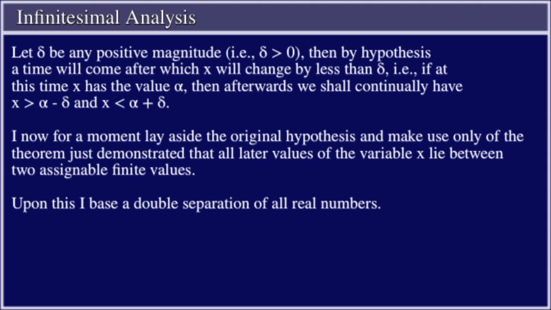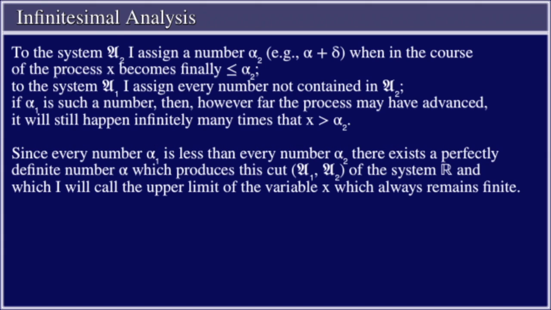Upon this, I base a double separation of all real numbers. To the system alpha 2, I assign a number alpha sub 2, for instance, alpha plus delta, when in the course of the process, x becomes finally less than or equal to alpha sub 2. To the system alpha 1, I assign every number not contained in alpha 2. If alpha sub 1 is such a number, then however far the process may have advanced, it will still happen infinitely many times that x is greater than alpha sub 1.